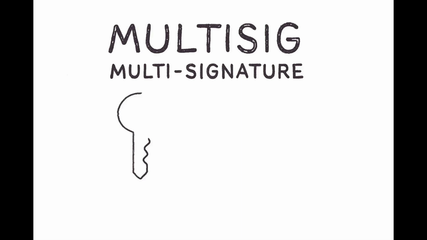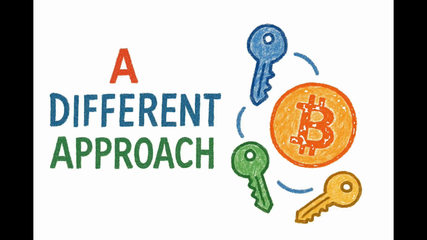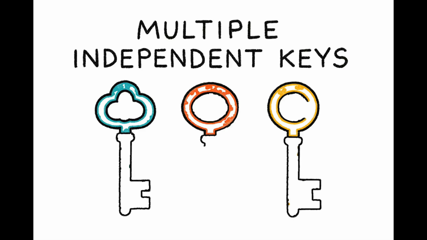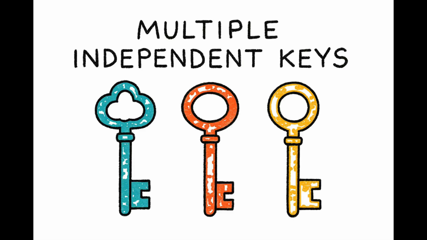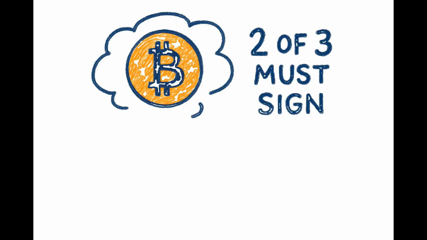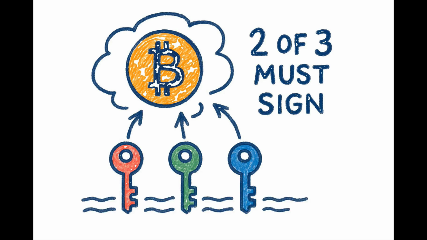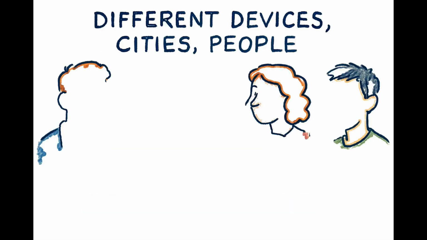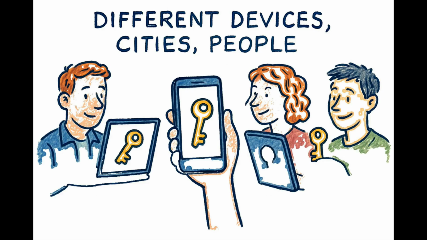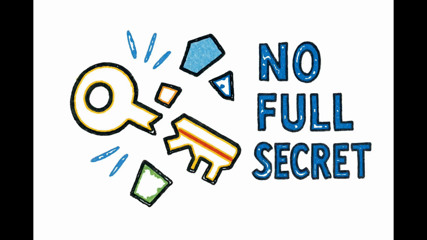The second method is Multisig, short for multi-signature, and it takes a different approach. Instead of splitting one key, you create multiple, completely independent keys from the start. And then, the Bitcoin network itself enforces a rule that you create, like 2 of these 3 keys must sign any transaction. Each of these keys can live on a different device, in a different city, even with a different person. Unlike Shamir, no full secret is ever reconstructed in one place.